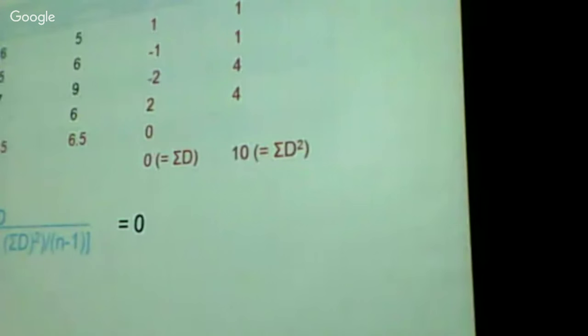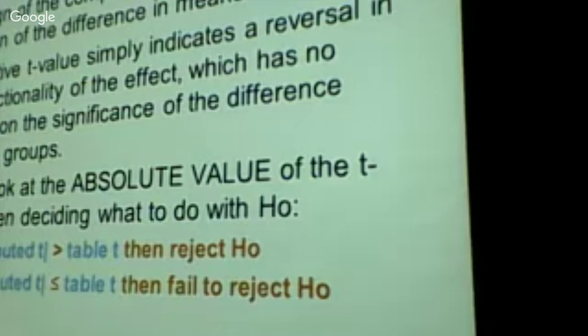Well, that's interesting. A t-value of 0 is fine. We can do the same thing we did last time. Now, as I said, if my t is negative, don't worry about it. Just take the absolute value. So if the absolute value of my computed t is bigger than my table value, I reject. If the absolute value of my computed t is less than my table value, I fail to reject. Straightforward.